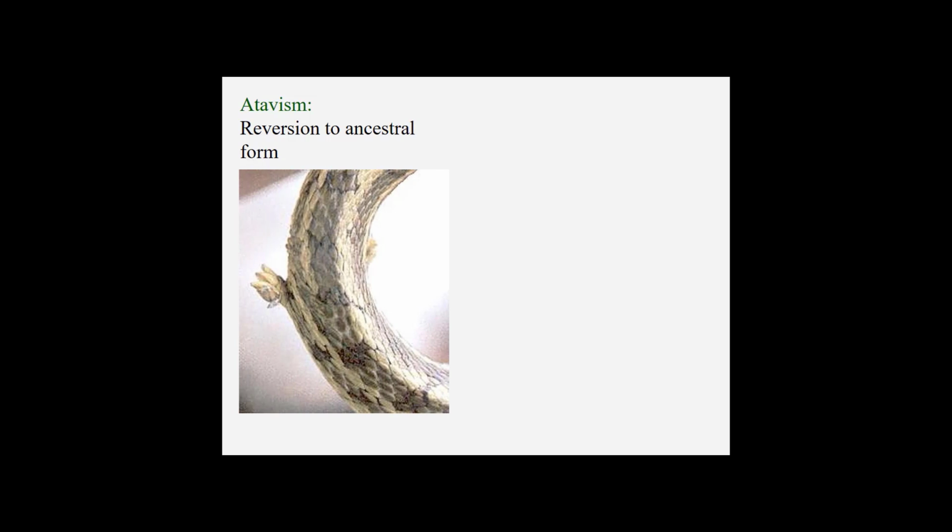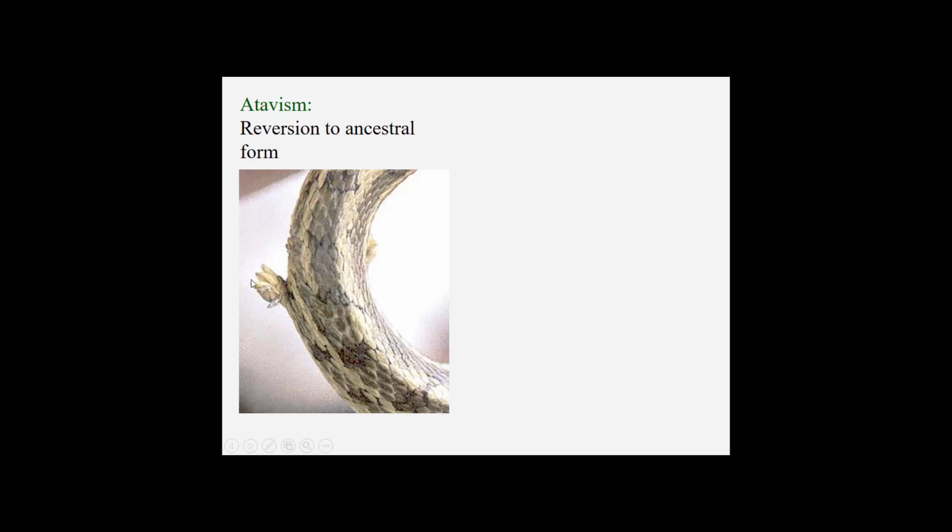Now, one of the things that can occur through these developments is a structure called an atavism. Atavisms are when an organism reverts to an ancestral form. So here we can take a look at an example of an atavism. This is a snake body, and as you're probably aware, snakes do not have legs. But what do we see here present on this snake?